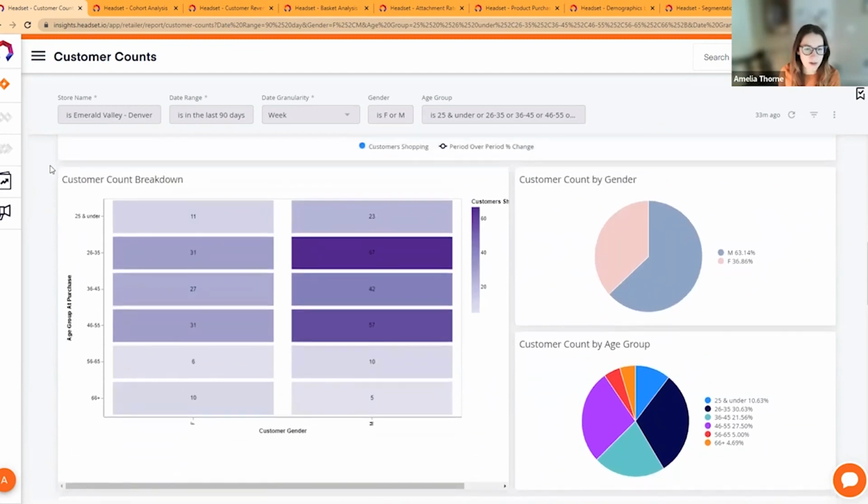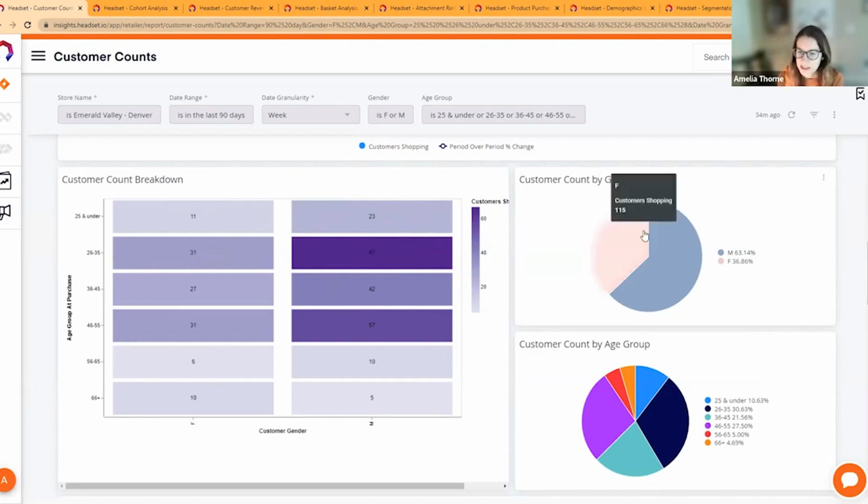Customer count breakdown. So if you are trying to focus on males, females, age group, that sort of thing, these customer count visuals will be helpful. It's no surprise that millennial males here are the most frequent customers shopping at your store. And at this particular store, we also have a decent amount of the age group 46 to 55. And then we don't have quite as many females, which is probably really consistent with any one of your retailer locations as well. That's a pretty consistent trend that we see across the board.